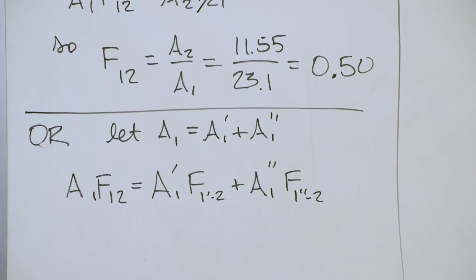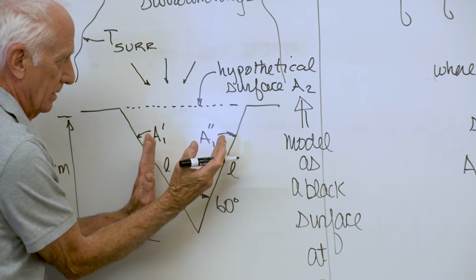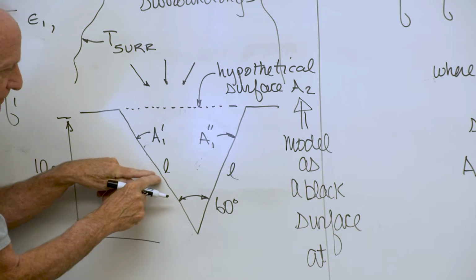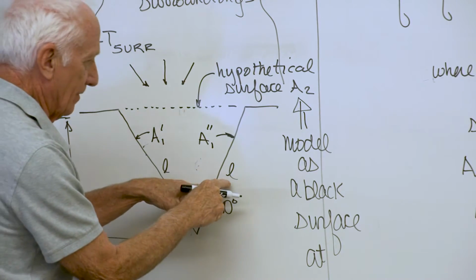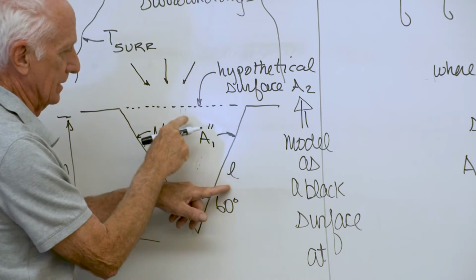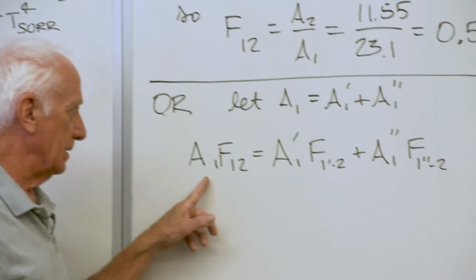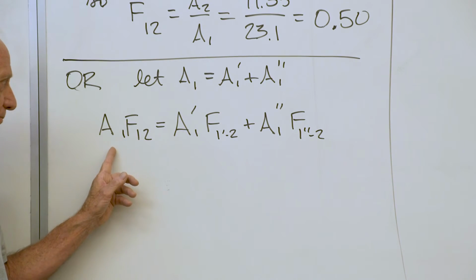The view factor from the combined surface 1 to the surface 2 equals the fraction of energy leaving the left-hand surface that gets to 2 times the area, plus the fraction that leaves the right-hand side that gets to 2 times the area. You have to leave the areas in because the areas are different. They don't cancel out. Leave the areas in.